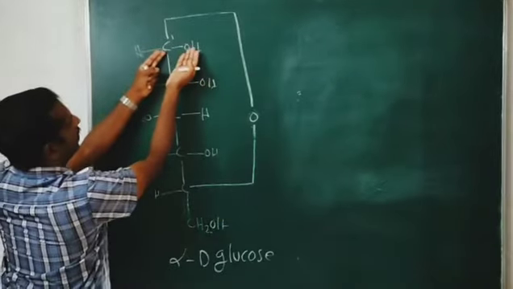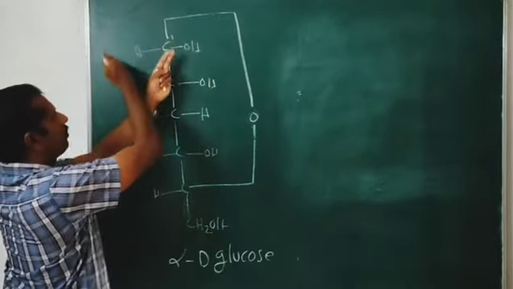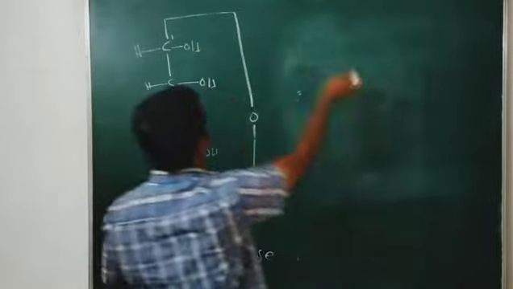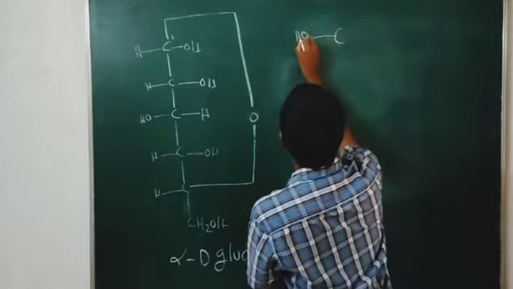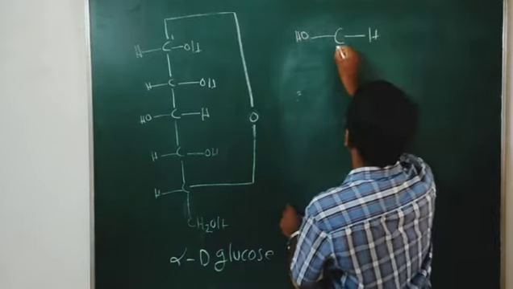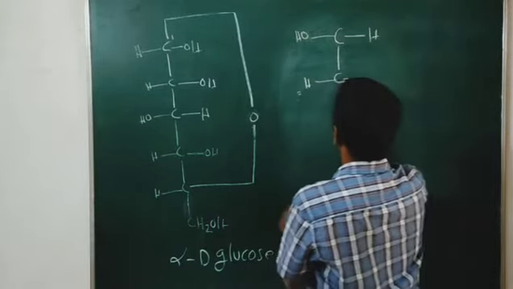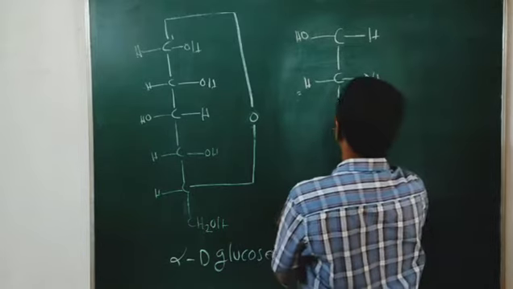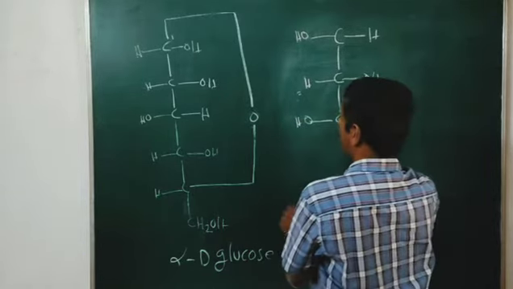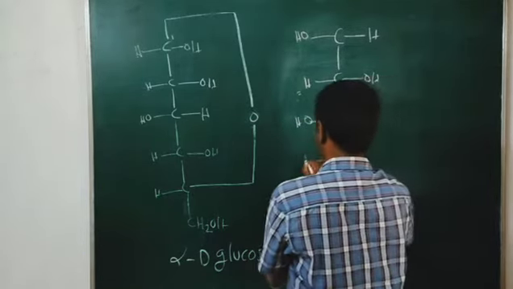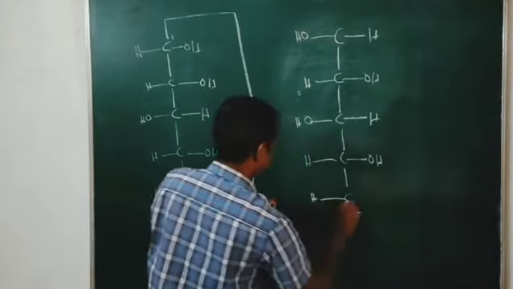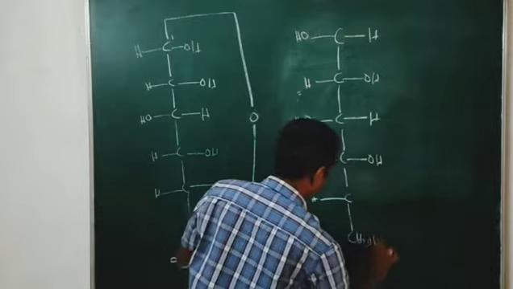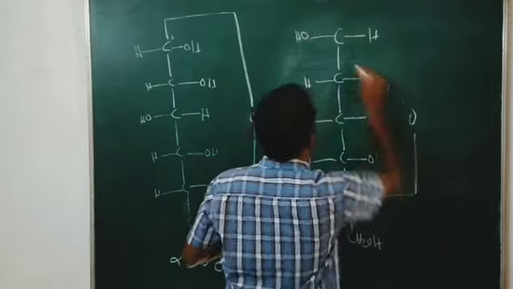Now you can see that if you write this OH on the left-hand side and H on the right side, you get another structure. That means you see OH, H, and here it is CH, OH, and CH2OH, and here it is our oxygen.